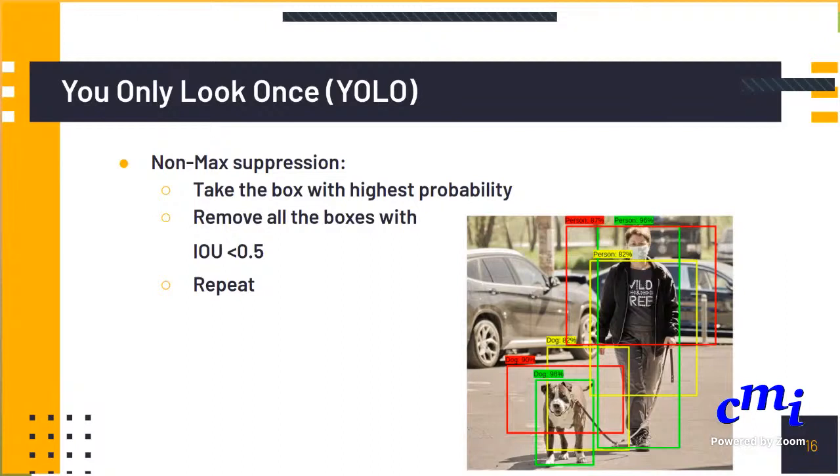Sorry, I think the green one is the highest. So if it is the green one at 98%, and then you pick this green box, the red box goes away, and this 82% yellow box also goes away.